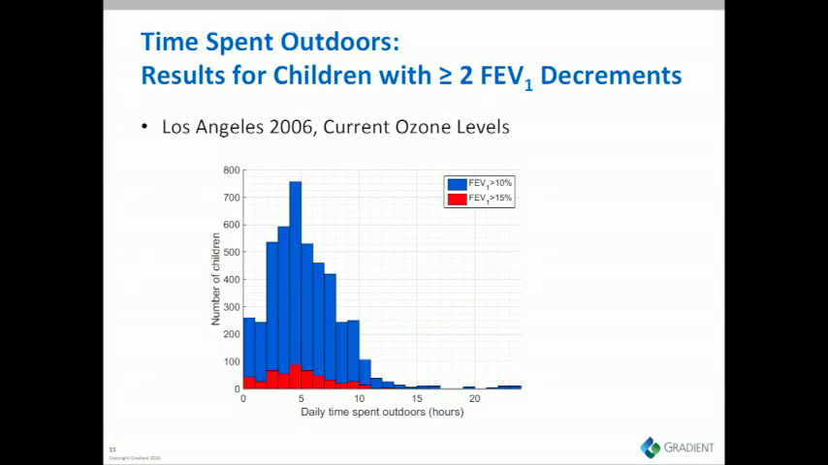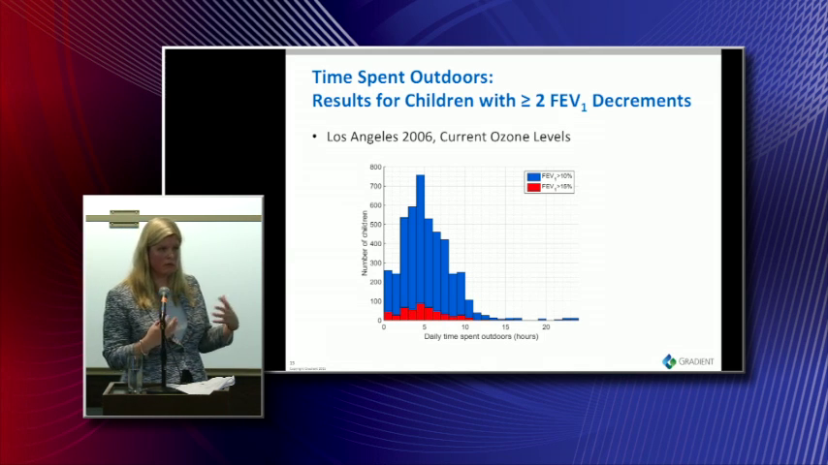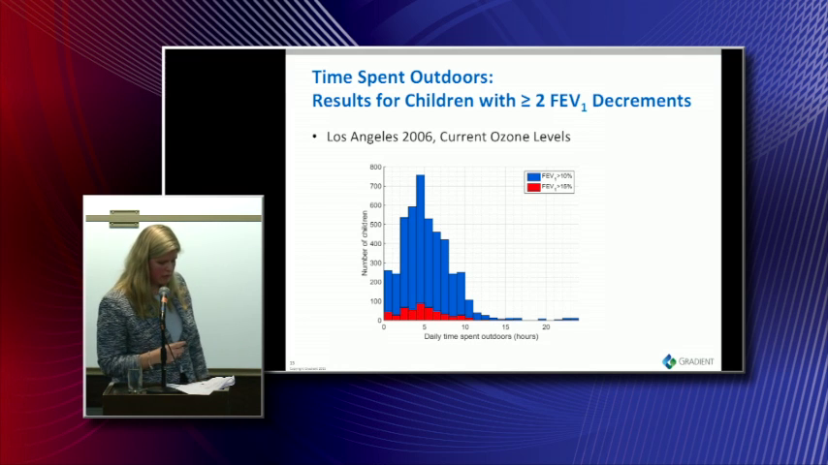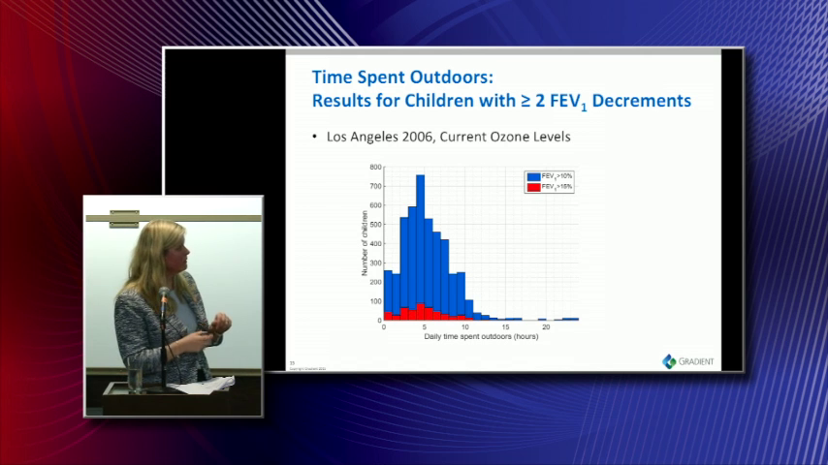Now, another issue with the APEX model, and we wanted to figure out, what do these kids look like that are being modeled in terms of some of the parameters that are contributing to potentially high ozone exposures and that are contributing to these FEV1 decrements. So this is a figure for Los Angeles, for current ozone levels in 2006. And what this shows is these are just the kids that are experiencing FEV1 decrements greater than 10%.